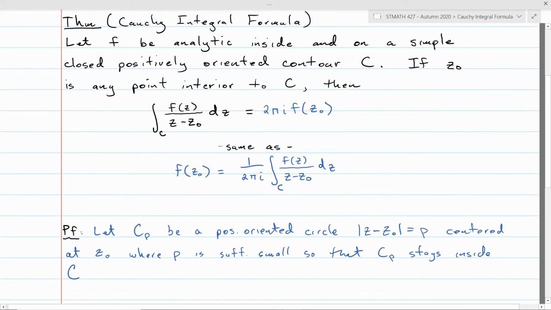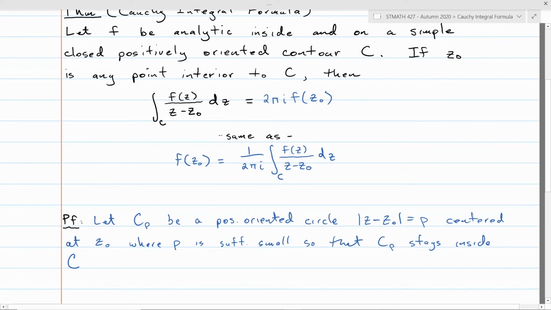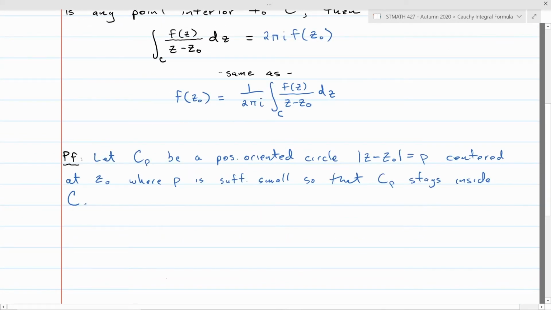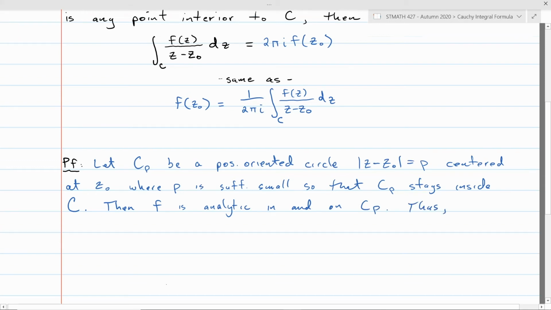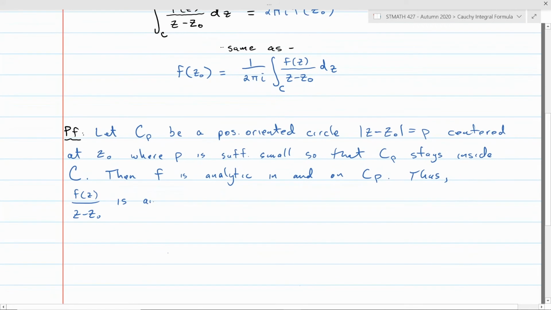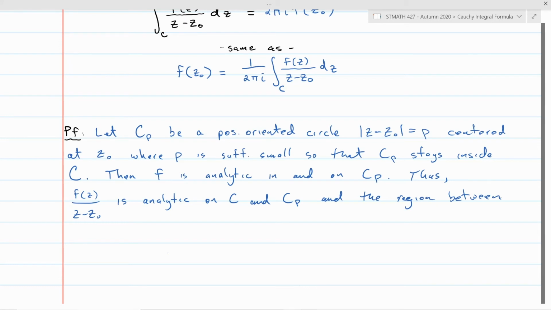In the statement of the theorem, C is just some positively oriented closed contour, and f is analytic inside and on it. One thing that's pretty clear is that since C sub rho stays entirely inside of C, where f is analytic, then f is analytic in and on C sub rho. But furthermore, the function that we're trying to integrate, f of z over z minus z0, is analytic on C and C sub rho and the region between them, because the region between C and C sub rho does not contain the point z0, where that function would have a 0 in the denominator.